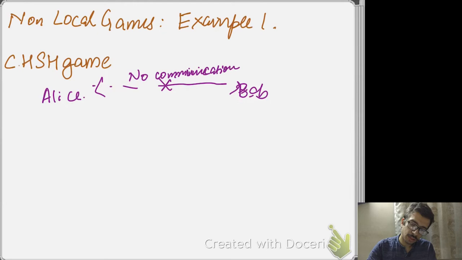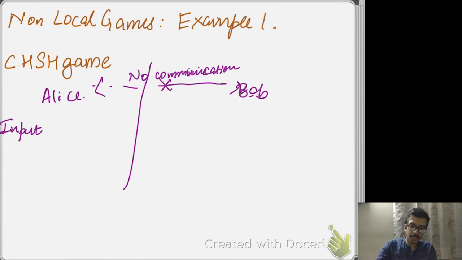These players are assumed to be collaborating with each other, so they are not adversarial. They are trying to help each other, and they'll need to collaborate in such a way that they are able to win the game. Each of them is given an input. I'm going to write Alice's input as S and Bob's input as T.